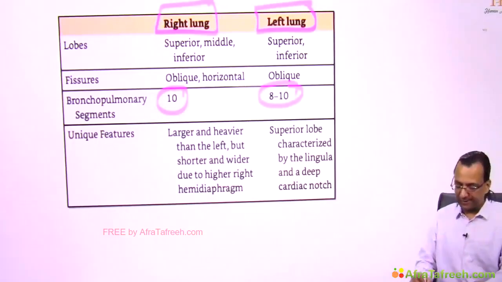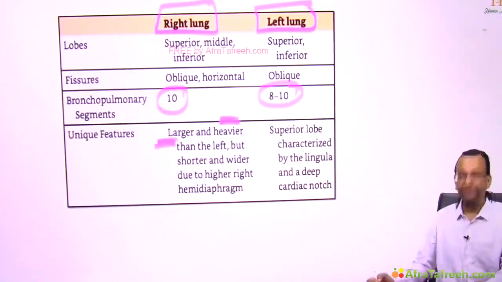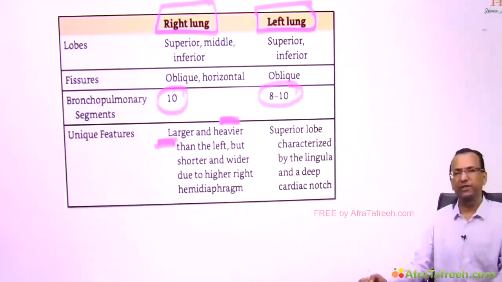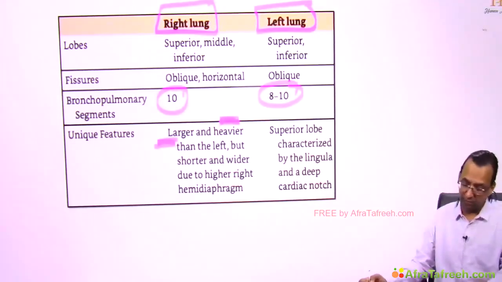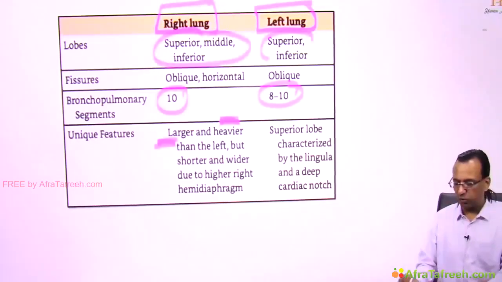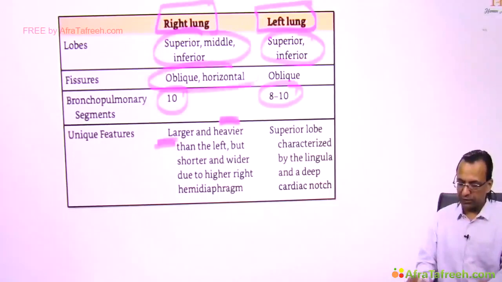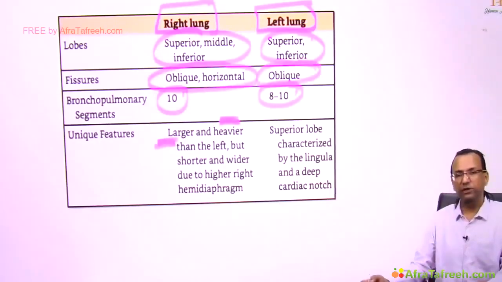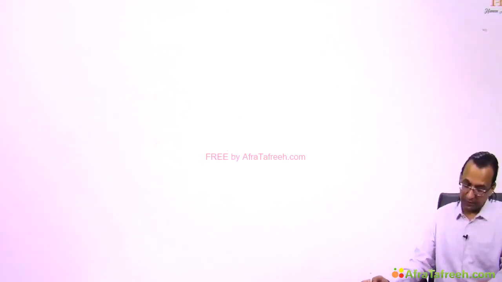The right lung is larger and heavier compared with the left lung. There are some other features you can just have a look at, but they won't come as questions, so don't bother much. There are 3 lobes in the right lung and 2 lobes in the left lung. And there are 2 fissures in the right lung and 1 fissure in the left lung. That is what we have discussed already. So let us continue with the details.